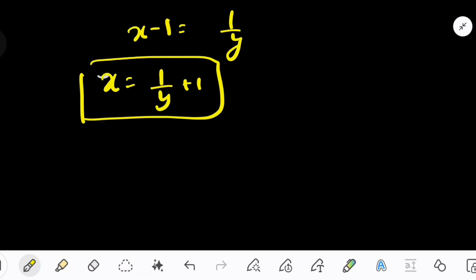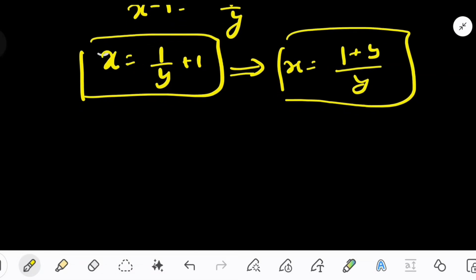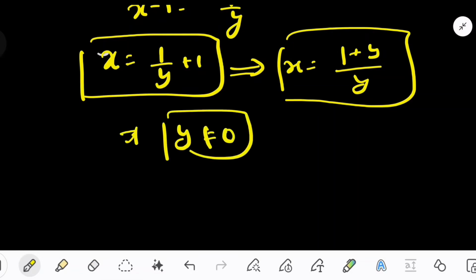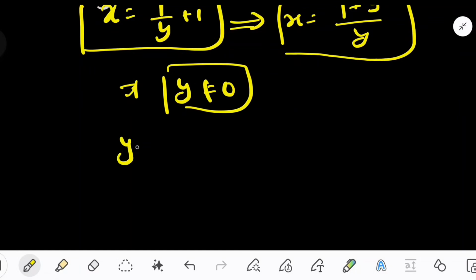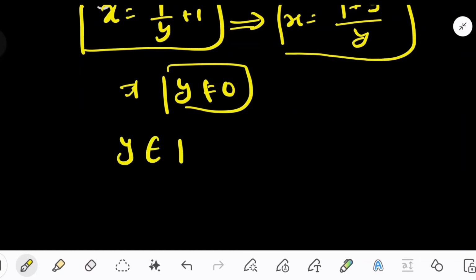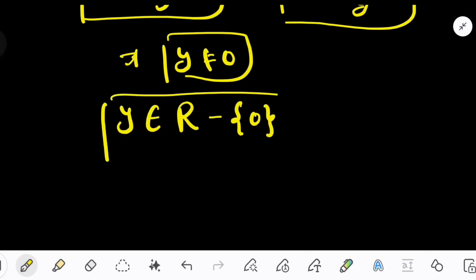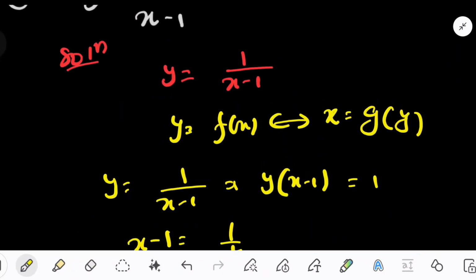Or instead of this you can say x is equal to (1 plus y) by y. Now we know that the denominator can never be 0, which means that y cannot be 0. Hence we get y belongs to real numbers minus 0. So 0 is not included in this. Understood? I hope that you understood this.